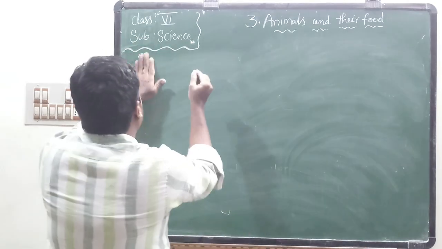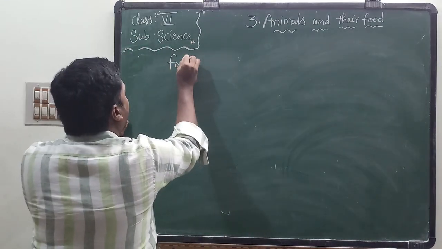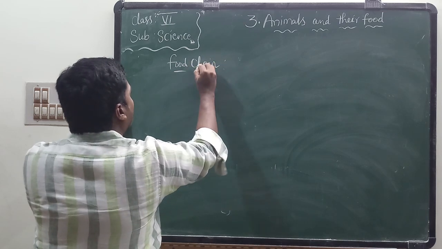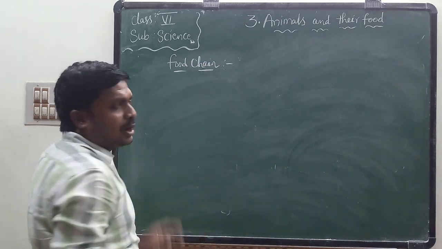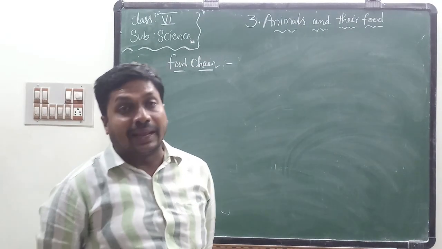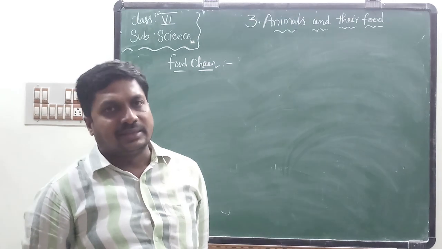Now I will explain the next important topic, food chain. What is known as food chain? Before that, I will explain about green plants. I already explained this in the second lesson.